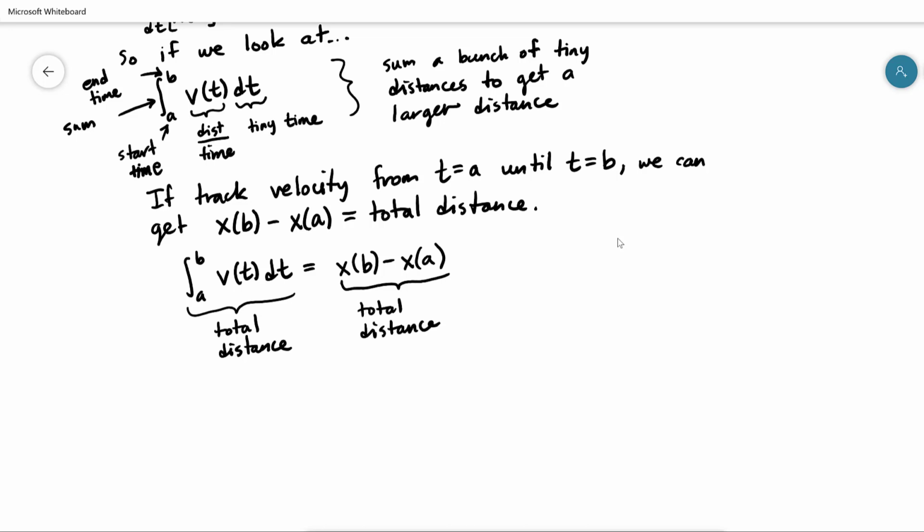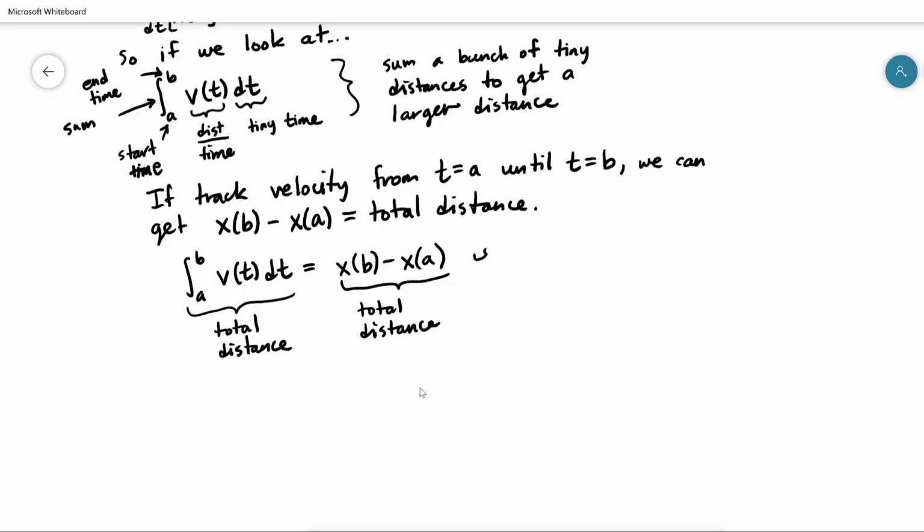There are two different ways to think about how we can come up with that total distance: by keeping track at each instant in time of all these little distances and adding them up, or just saying, okay, I have this position function. I know where I started. I know where I ended. Let me just take the difference between those, and I can find the total distance.